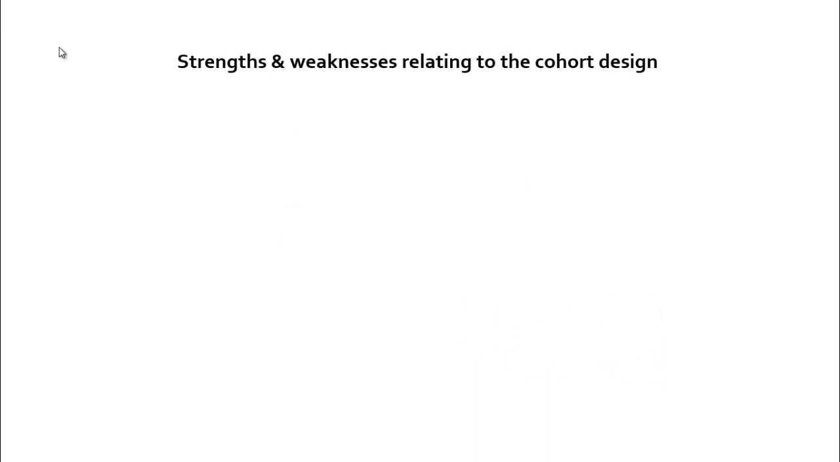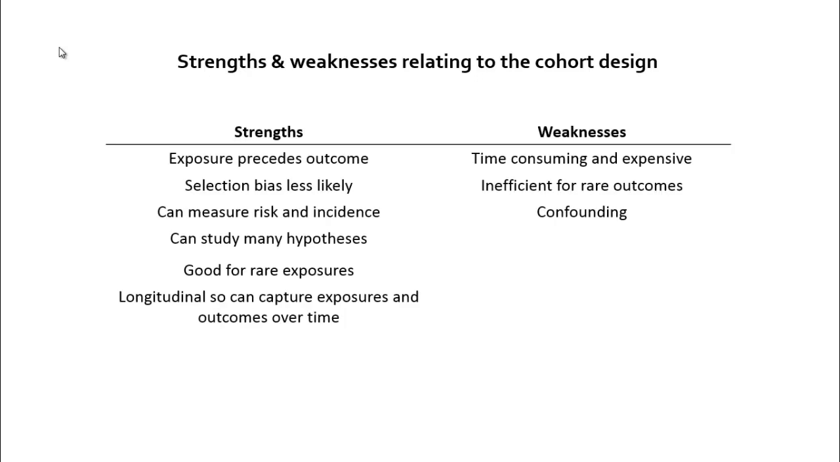Lastly, here's a list of the strengths and weaknesses of cohort studies, and it's not an exhaustive list, but again, we need to consider the context if we're critically appraising a cohort study, so it's not a case of just reading off these strengths and weaknesses. So, first of all, in terms of strengths, the exposure precedes the outcome, so that should prevent reverse causality bias. Selection bias is less likely with these sorts of designs. We can obtain a direct measure of incidence and risk, and we can study many hypotheses.